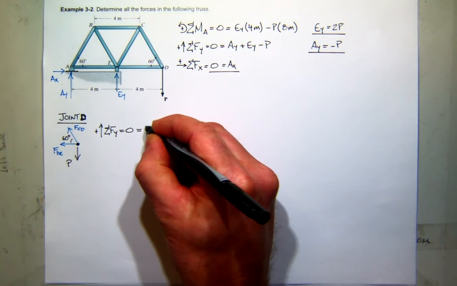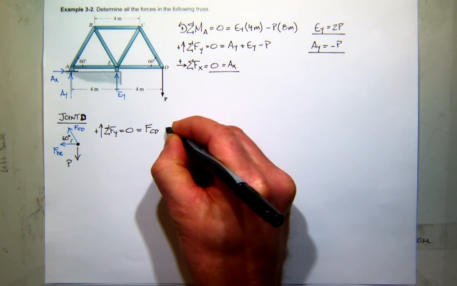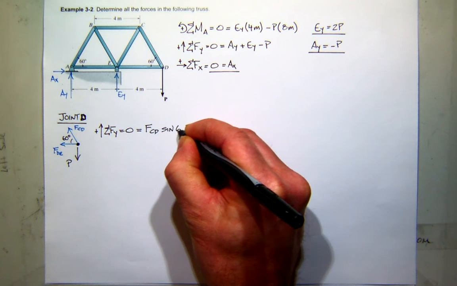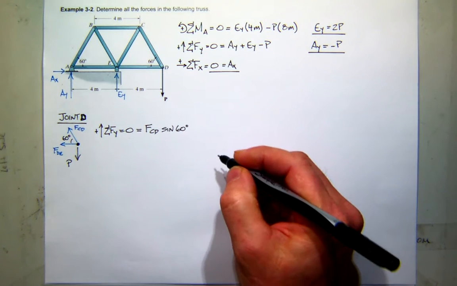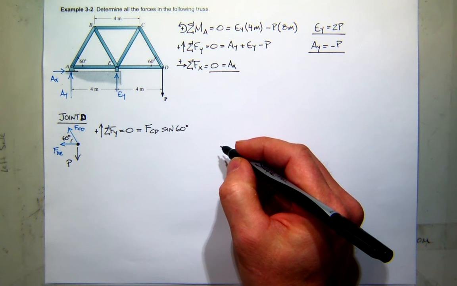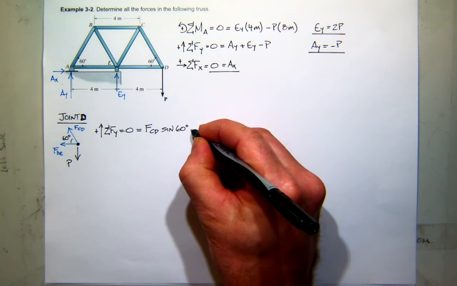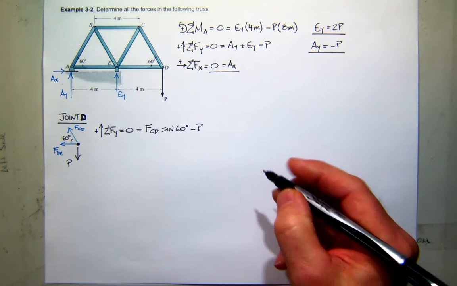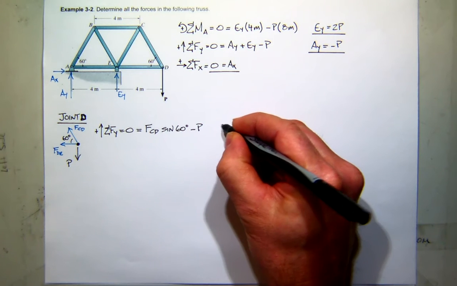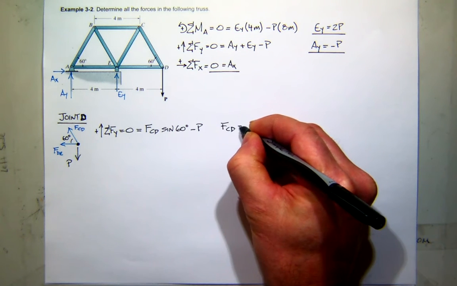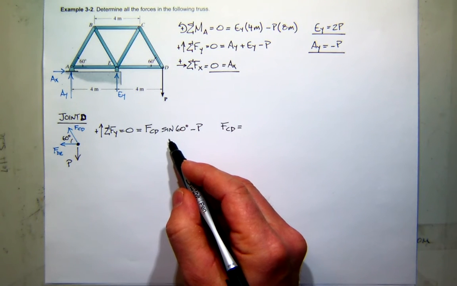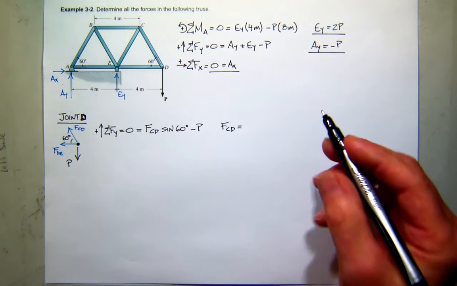That's right. So I'll have F_CD sine 60, and it's acting up. What else is acting in the y direction with this problem? Minus P. So one equation, one unknown. Can I solve that? Yeah, what is CD equal to? But it looks to me like it's going to be positive. And I don't know what P divided by sine is.